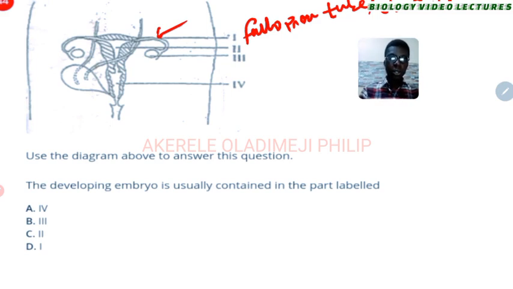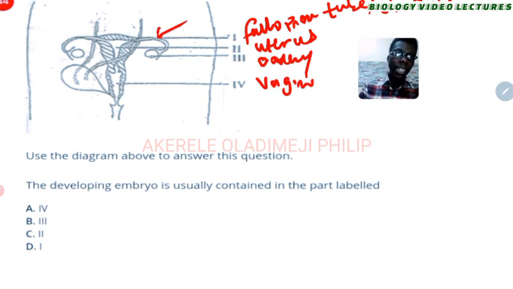Now, 2 is your uterus, so to say. 3 is the ovary that contains the egg, and 4 is going to be the vagina, so to say. Vagina, yes, vagina. So it's always like this. Okay, this one is the urinary bladder, but we're not going there.